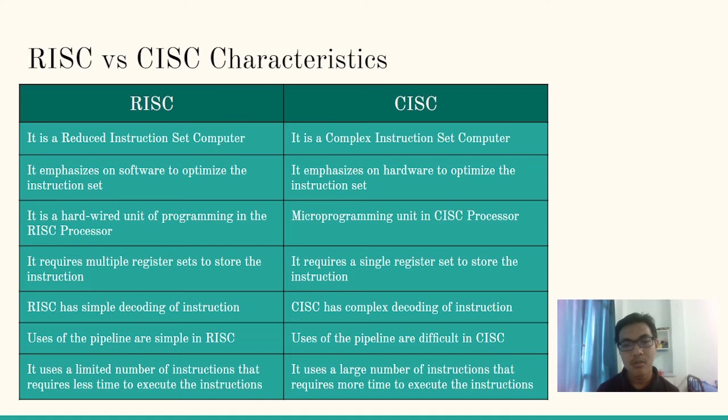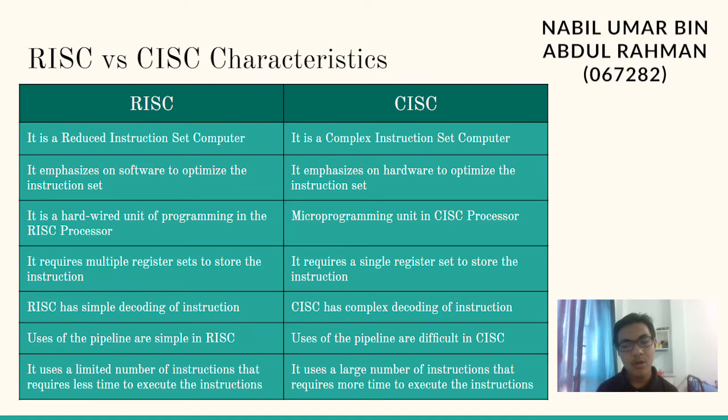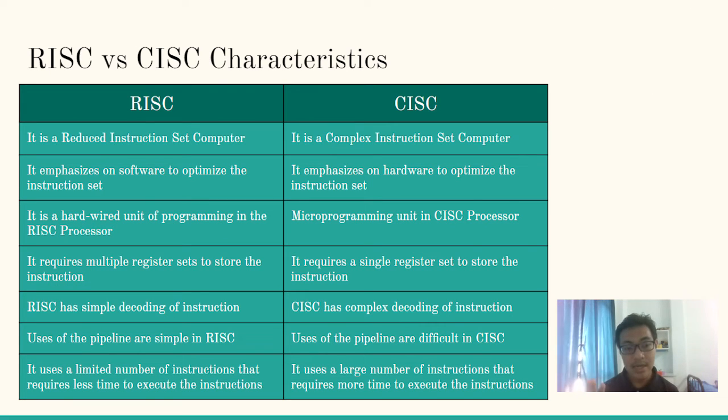Hello and Assalamualaikum. My name is Nabil Umar bin Abdul Rahman with metric number 066512, and I would like to elaborate on the differences between RISC and CISC. RISC, also known as Reduced Instruction Set Computer, is a microprocessor architecture with a simple collection and highly customized set of instructions. On the other hand, CISC, which stands for Complex Instruction Set Computer, is a processor that has a large collection of complex instructions that range from simple to very complex.